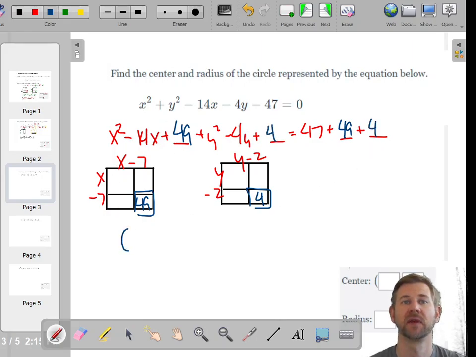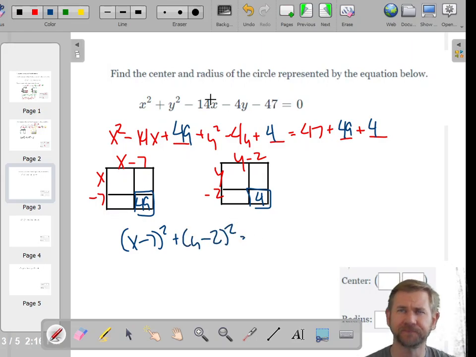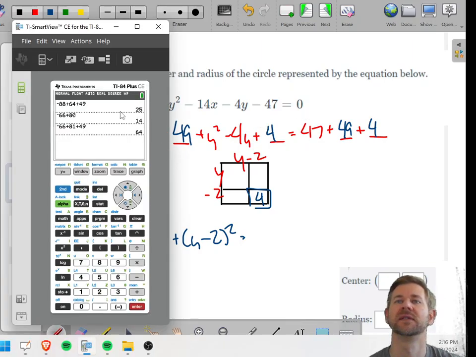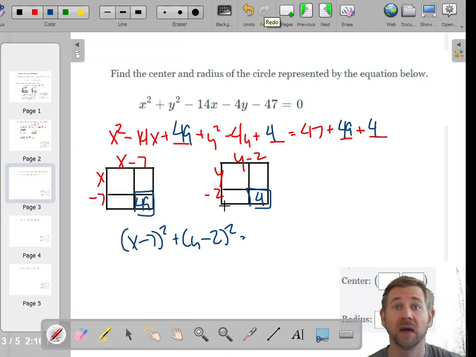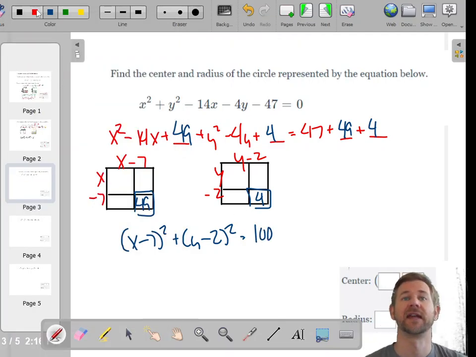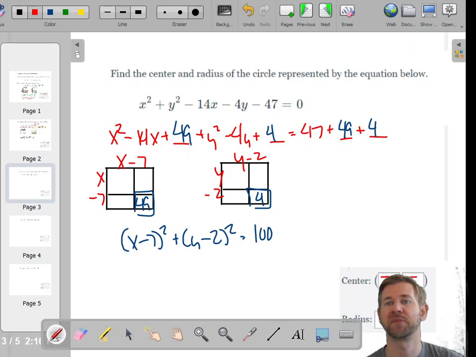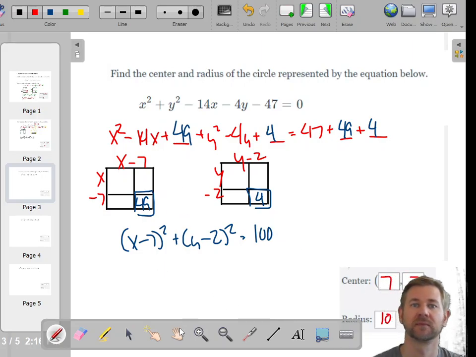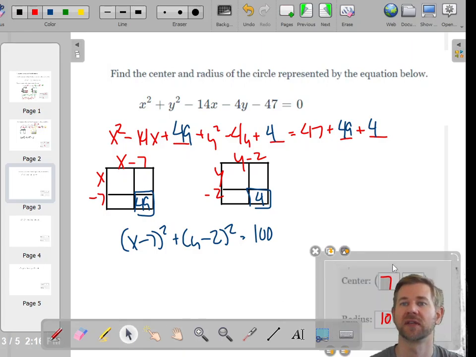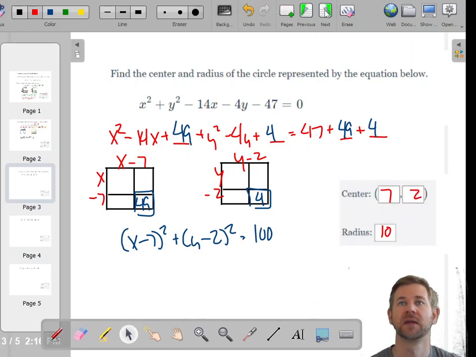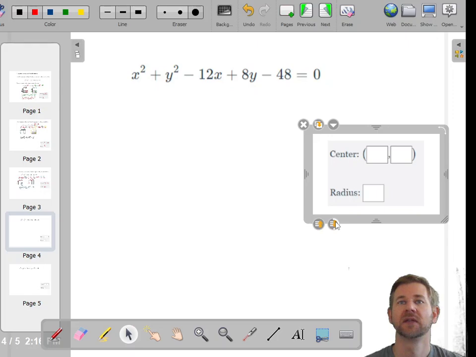Now you factor: x minus 7 squared, y minus 2 squared, and if I combine like terms, let's see, 47 plus 49 plus 4 is 100. Oh yeah, that makes sense. Okay, 100. So the center is positive 7, positive 2, and the radius would be the square root of 100, which is 10. Again, I need to move that so you guys can see it. Let's put that up here. There we go. So 2 more.